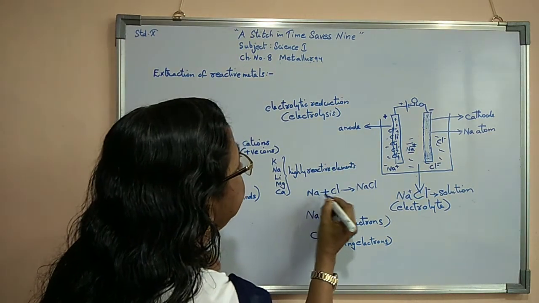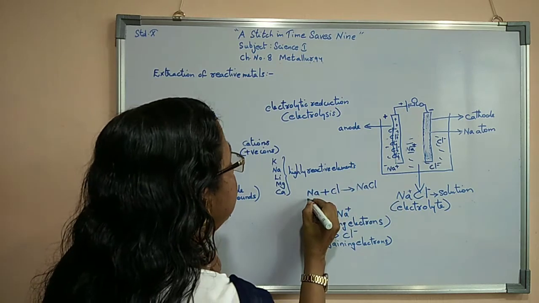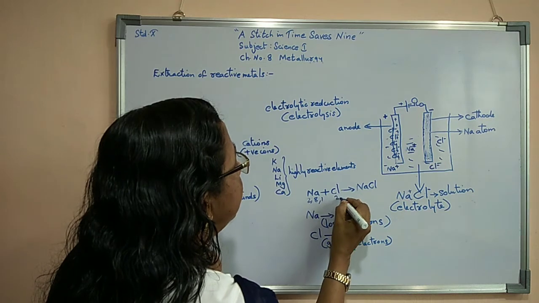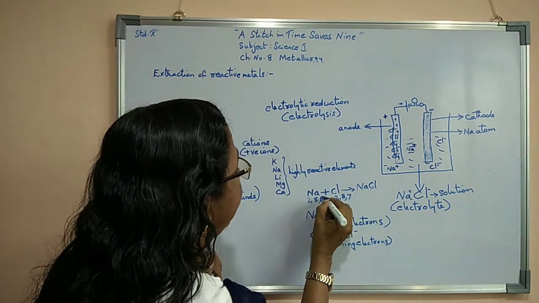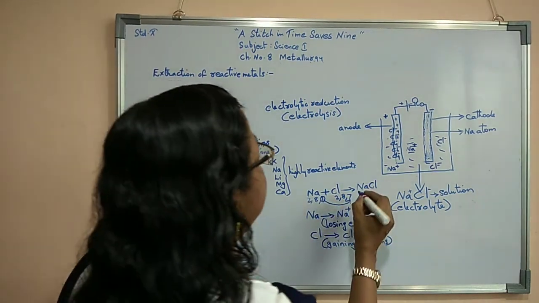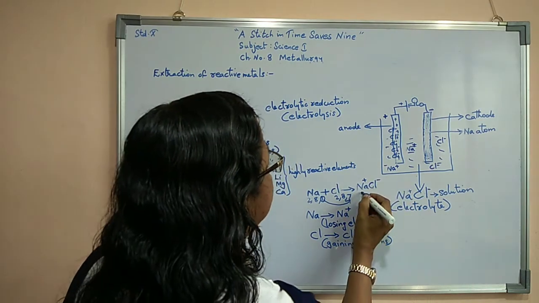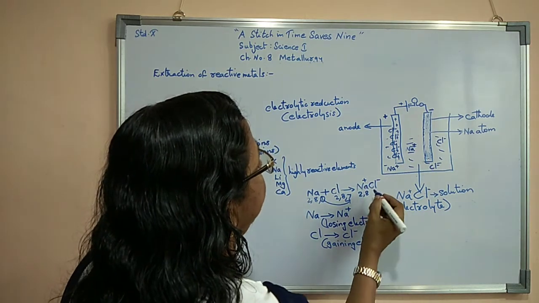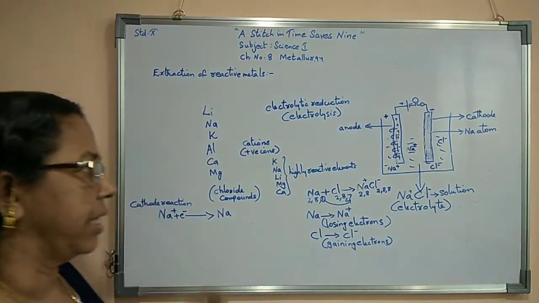So here sodium reacts with chlorine, and as a result sodium chloride is forming. Sodium's electronic configuration is 2, 8, 1; chlorine's electronic configuration is 2, 8, 7. So one electron from sodium is received by chlorine. As a result sodium chloride is forming, Na plus and Cl minus ions. The sodium ion's electronic configuration now became 2, 8, and chlorine's became 2, 8, 8.